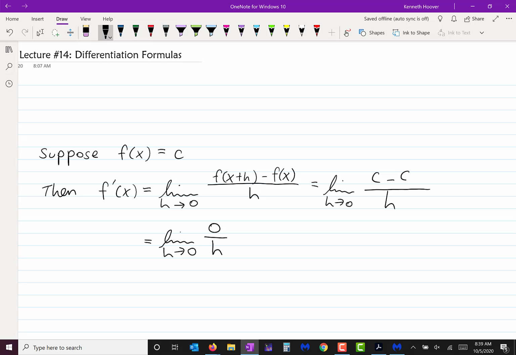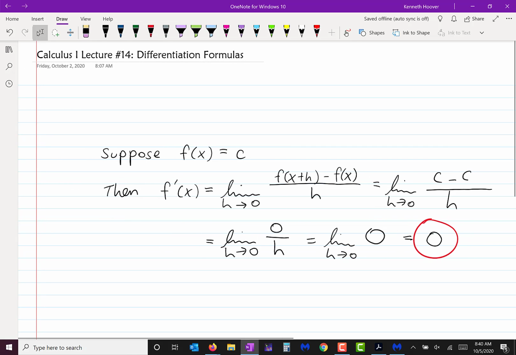All right, and what's 0 divided by h? Remember, h is not 0. H is going to approach 0. Okay, but that doesn't mean that it ever equals 0. So what I have there is 0 over some number that's not 0. Well, what do you get when you divide 0 by something? You get 0, right? So this is just the limit of 0, which is, of course, 0. So there you go. The derivative of a constant function is always 0.